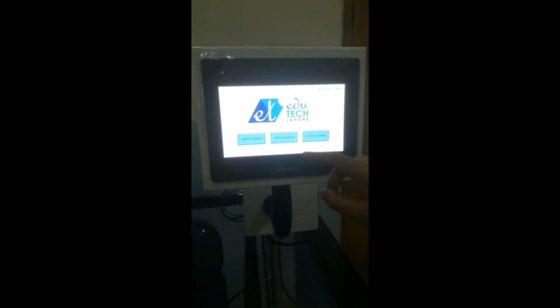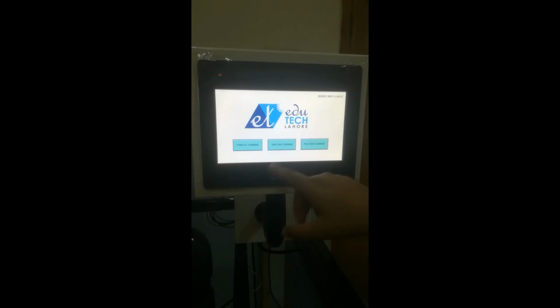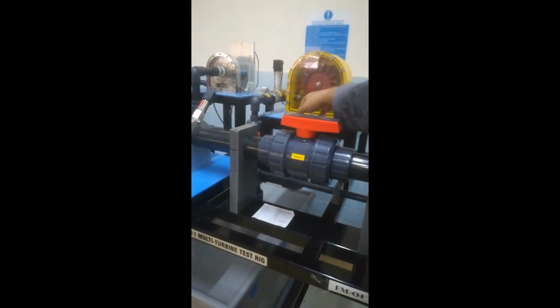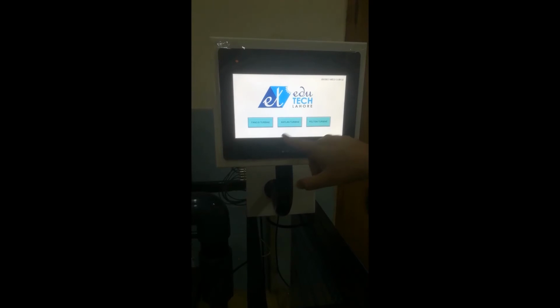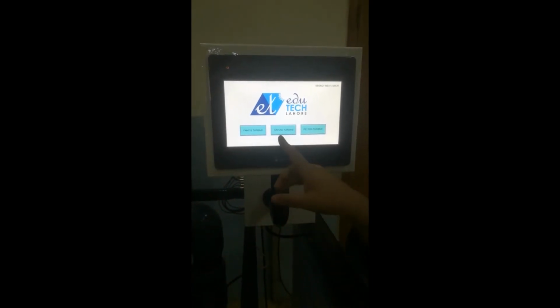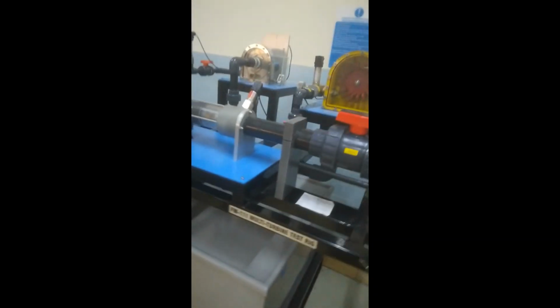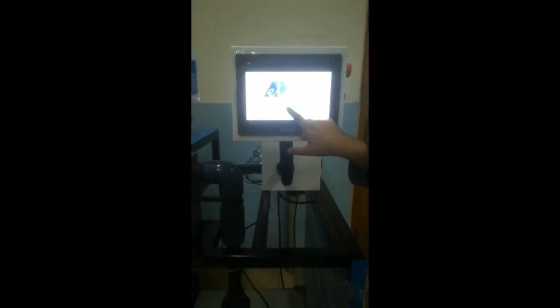Now from the menu display, we are performing the experiment on the Kaplan turbine, which is a reaction turbine. Before that we performed the experiment on the Pelton turbine, which is an impulse turbine. The nozzle is fixed. The Kaplan turbine is an axial flow reaction turbine because the flow enters in the axial direction and leaves the turbine in the axial direction. So we will perform the same experiment on the Kaplan turbine.